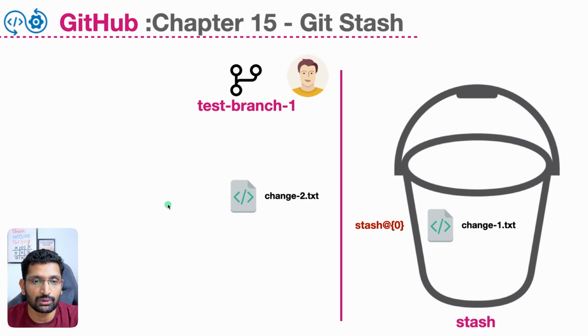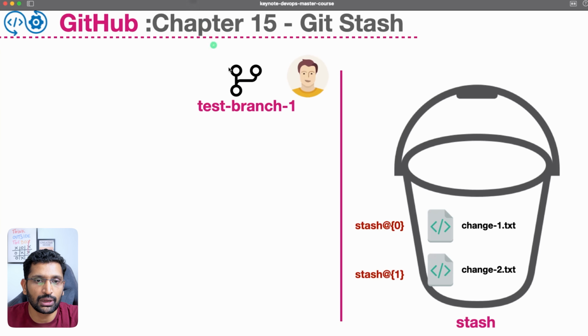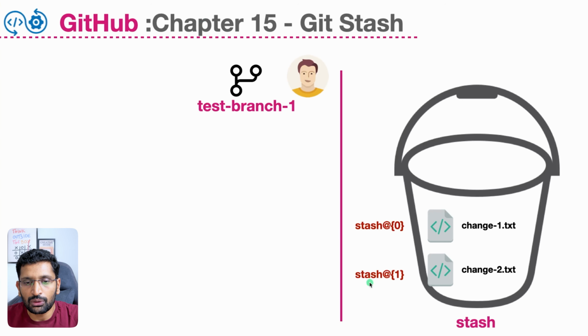If you take a look at our slide, change2.txt is also now present inside our stash. Sorry, I should rename this one to 1, and let me show you back. Right now you can see that this particular stash identifier has been assigned to change2.txt as well. The idea is that the more you stash, the more stash identifiers will keep on being added to your stash list inside your GitHub branch.